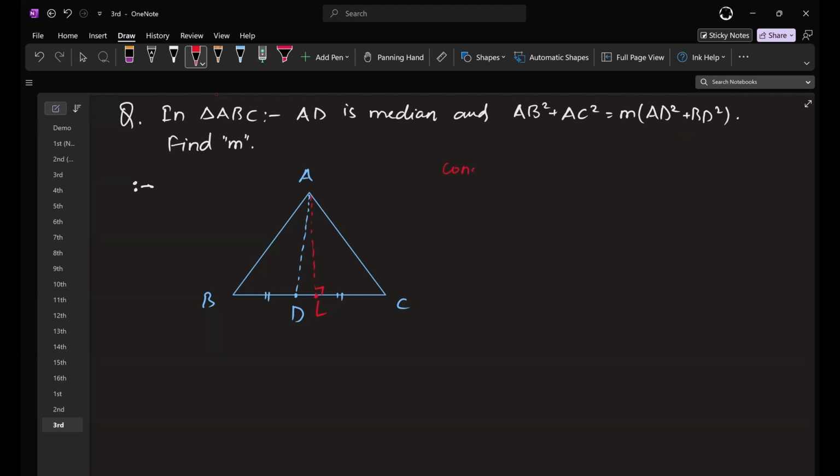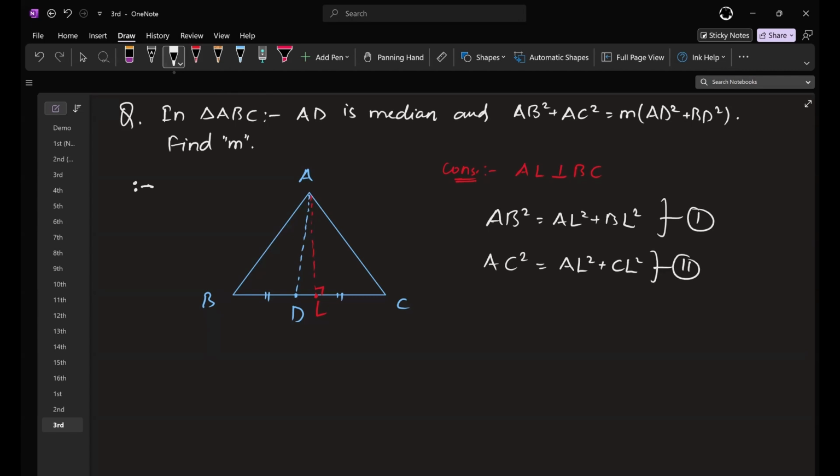What was the construction? AL perpendicular to BC. Now, if we are going to apply Pythagoras theorem on the left hand side, we want AB square plus AC square. First of all, AB square is equal to AL square plus BL square. And AC square is equal to AL square plus CL square. If we just add these two equations, M is going to be equal to 2.